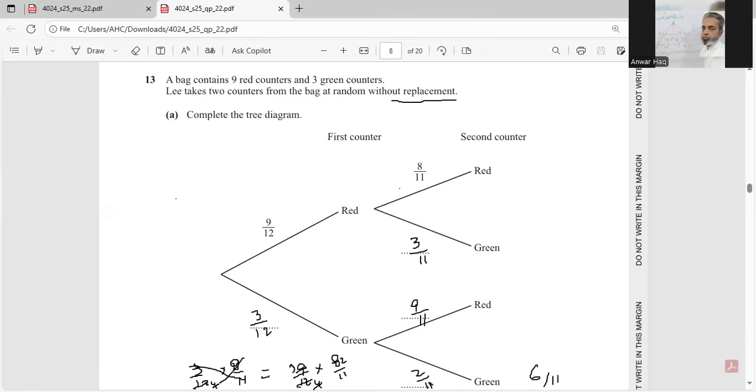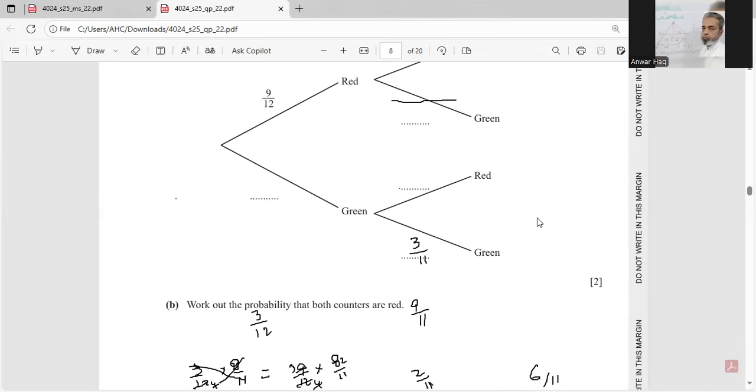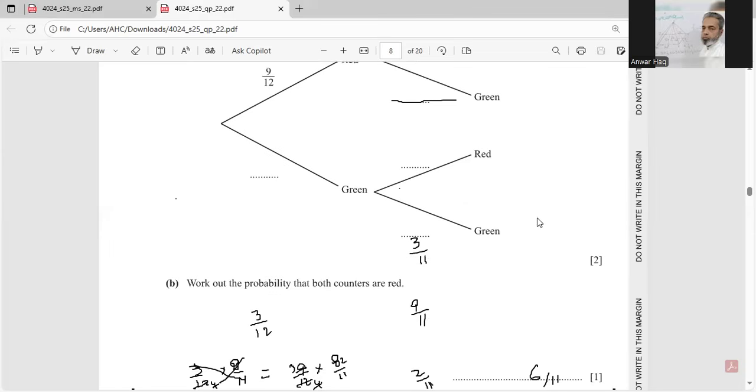that is 2 over 11. In the second part of this question, he is asking for the probability of, let's see, check it. He is asking for both red. Yes, the red counter. So we will write 9 over 12 multiplied by 8 over 11. This after simplification, answer will be 6 over 11. Now for the next question.